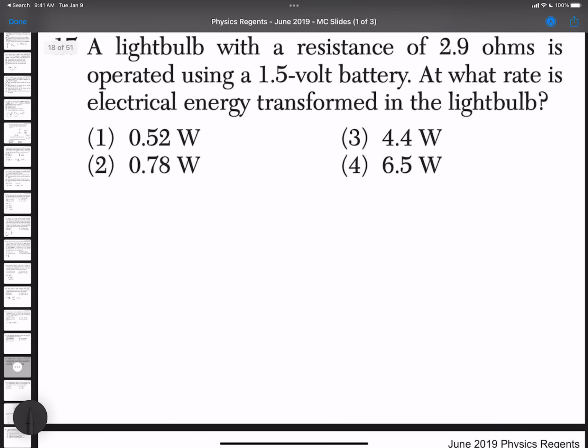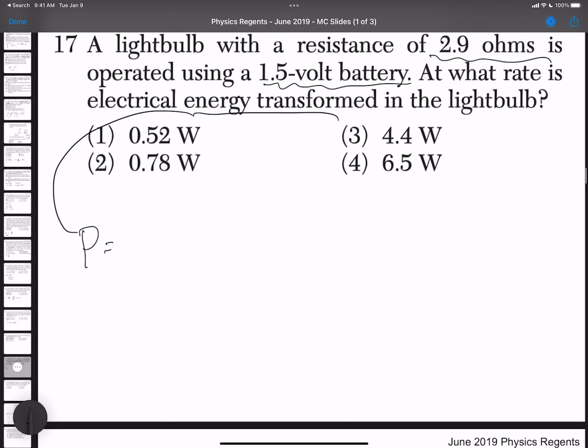All right, question 17. A light bulb with a resistance of 2.9 ohms is operated using a 1.5 volt battery. At what rate is electrical energy transformed in the light bulb? We are looking for the power developed. We can get that formula on page 4. We're given resistance and voltage, and so we want to use the version of the formula V squared divided by R.